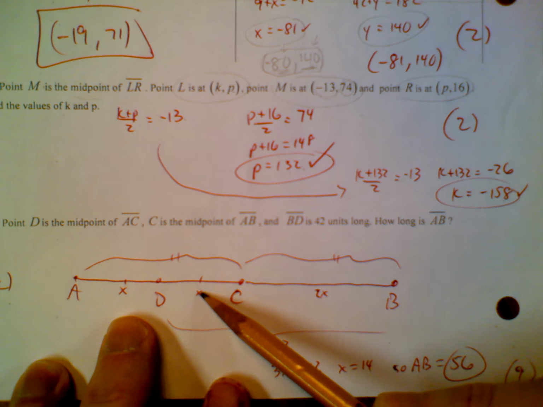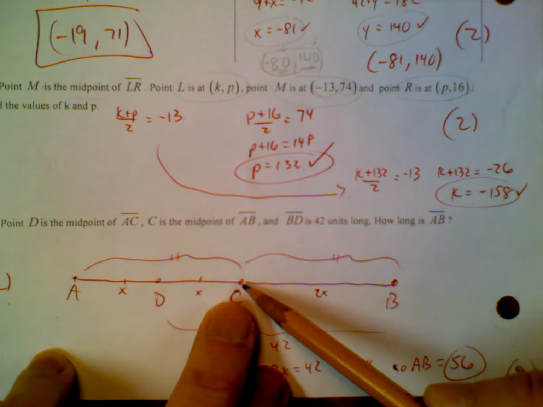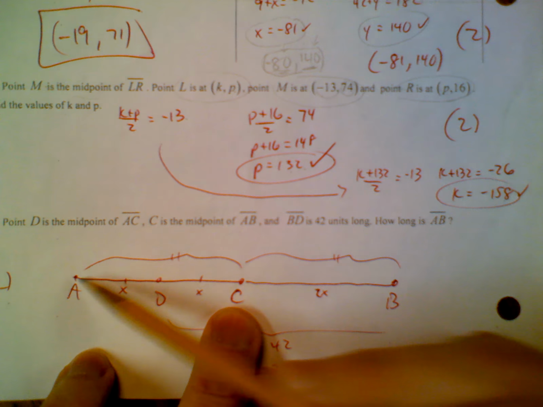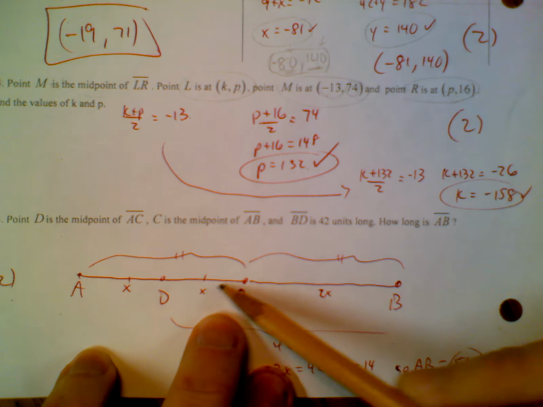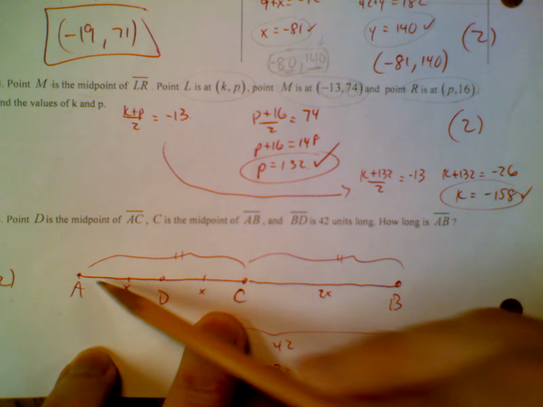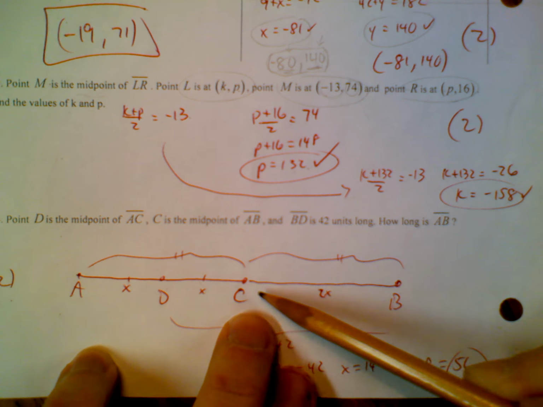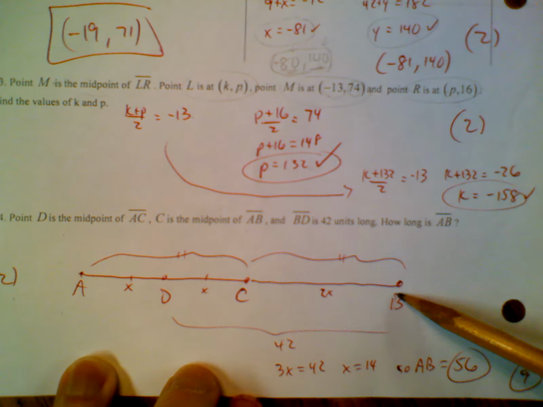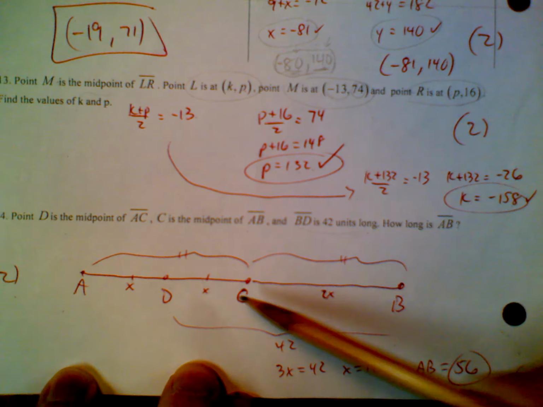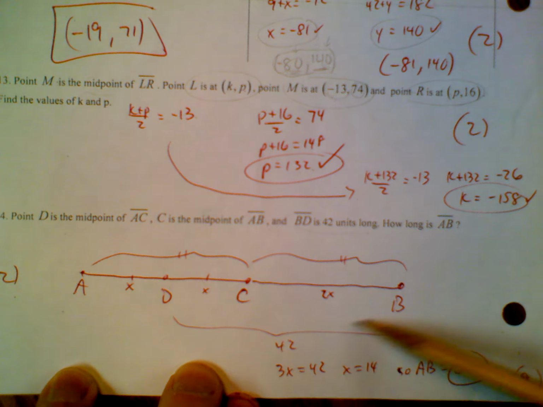Okay. Now C is the midpoint of AB, so C is the same distance from A as it is from B. Well, how far is it from A? It's this X plus this X. So it's 2X from A, which means it's got to be 2X from B. Right? And then finally, BD is 42 units long. From B to D, that segment is 42 units long.